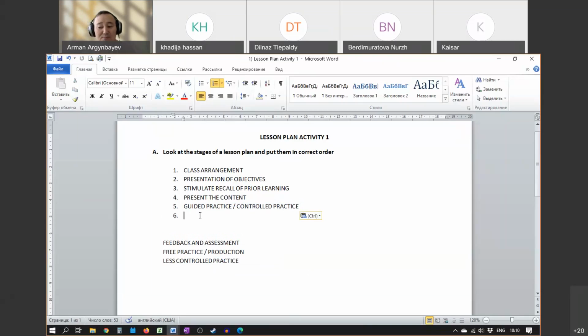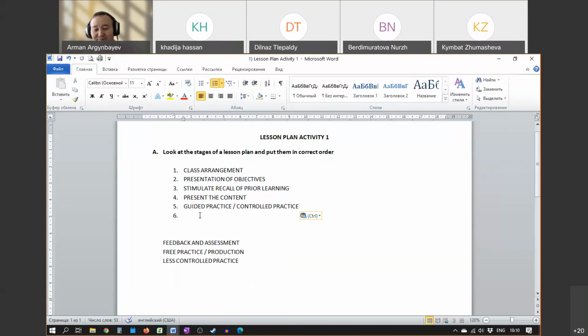It might be fill in the gaps. It might be choose the correct verb. It might be open the brackets and put the verb in the correct tense. It might be matching. The answer is the same. I mean, we have only one correct answer. And students are practicing under the guidance of the teacher. Okay, what comes next?